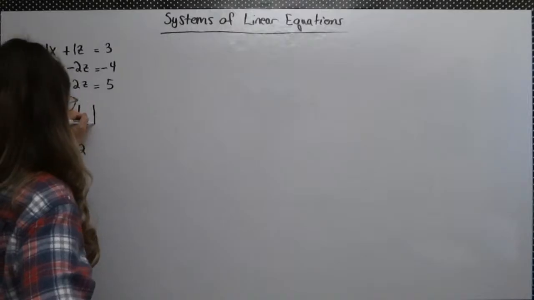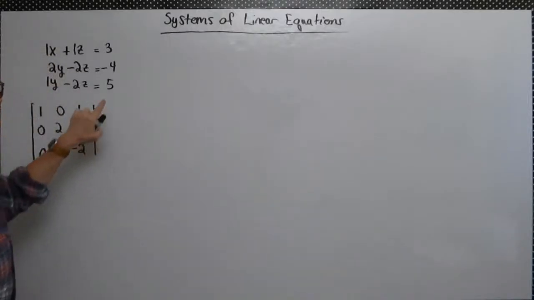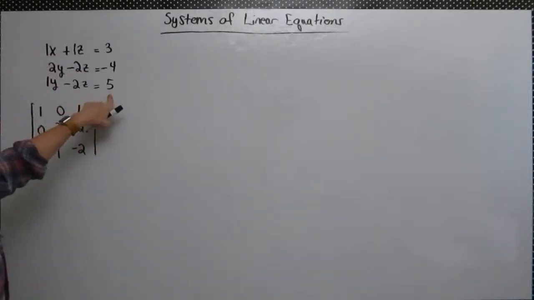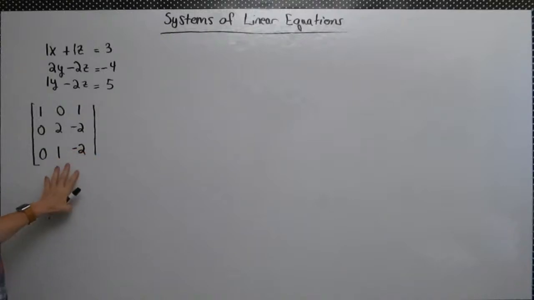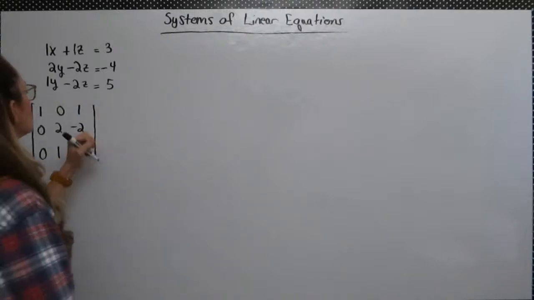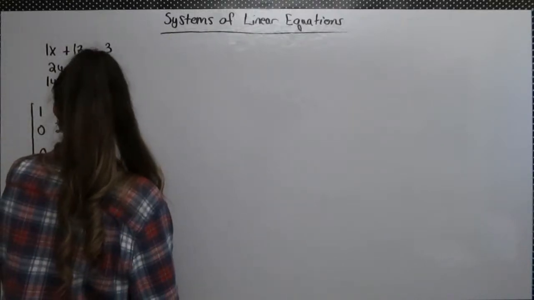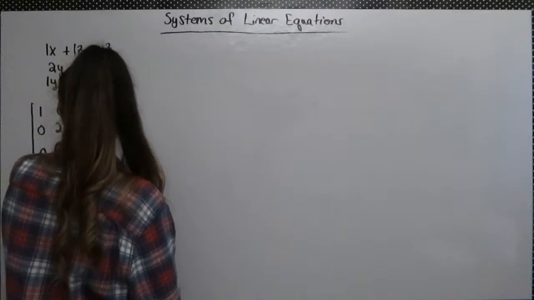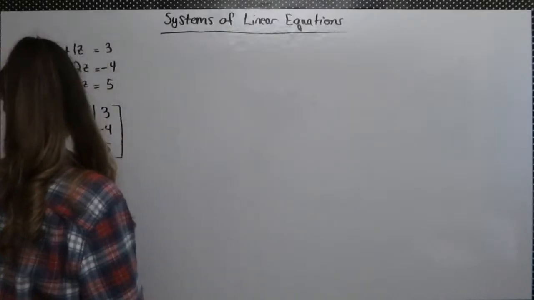And then what I'm going to do is augment it with the constants. So we've got the coefficients and the constants. So it's 3, -4, 5. All right, very good.